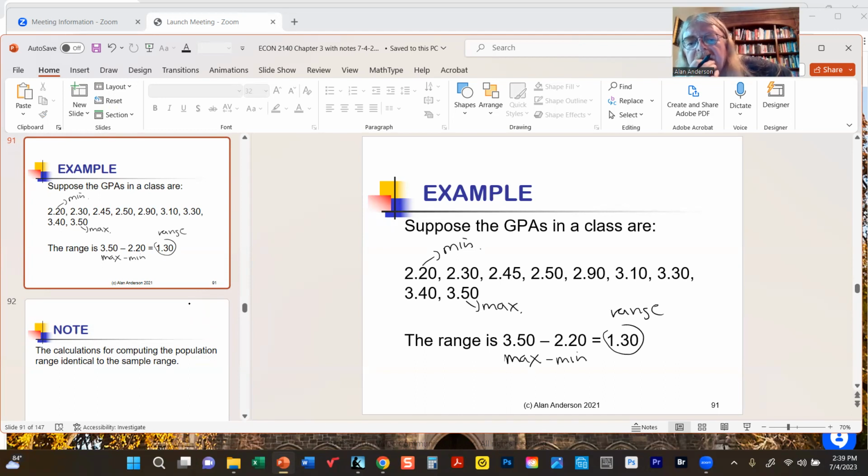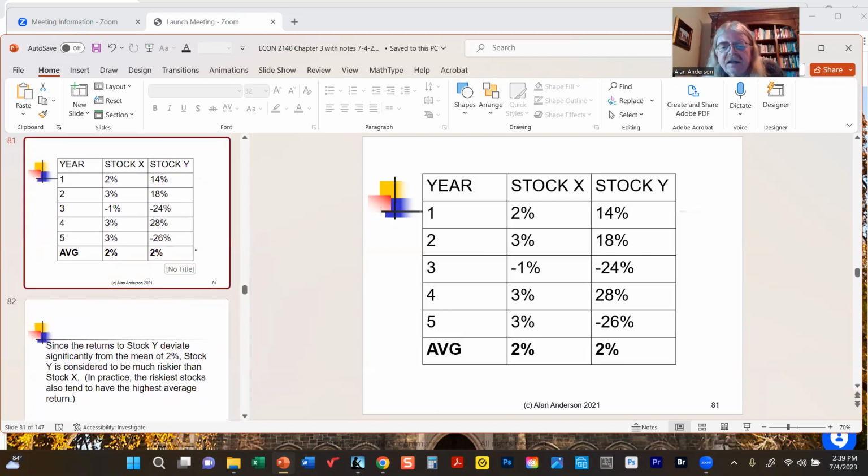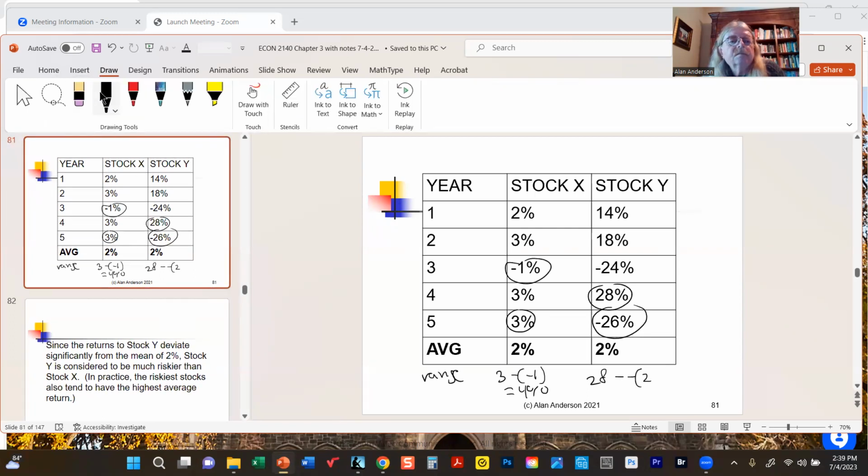And so you can think of a lot of examples of this. It helps us understand how spread out the data are. And in fact, if we went back to this previous example with the stocks, you could see that the range for stock X is only 3 minus -1. That's a small range. Whereas for this one, it's 28 minus -26, so 54% is the range for stock Y. You can see the difference is enormous. Okay, so you can see numerically now that the range for Y is quite a bit higher than for X, which tells us that Y is riskier than X.